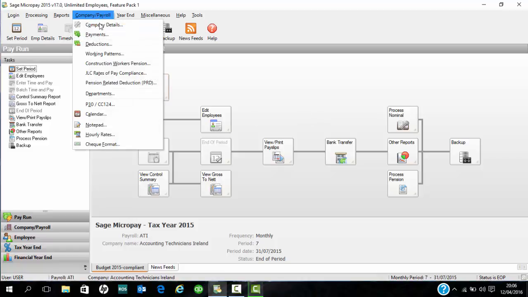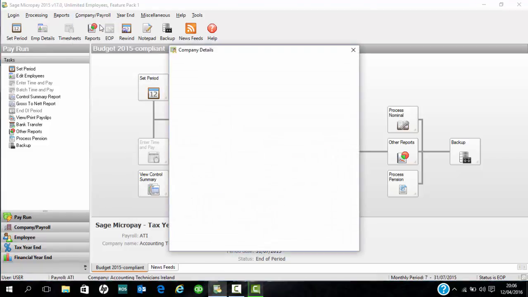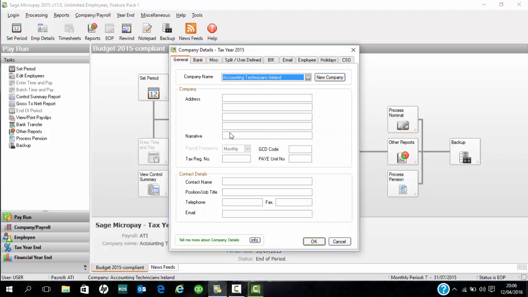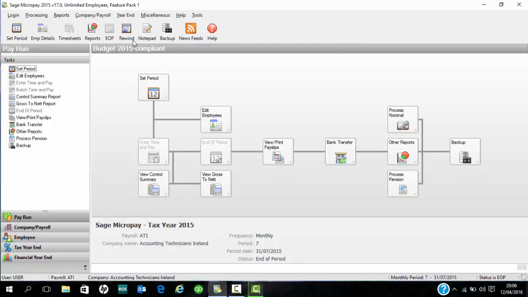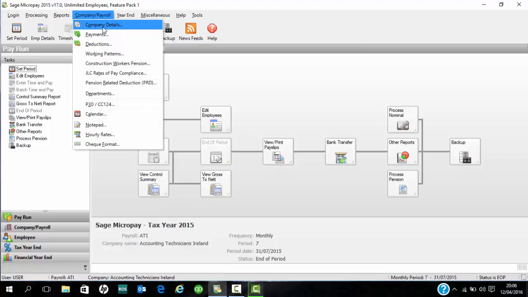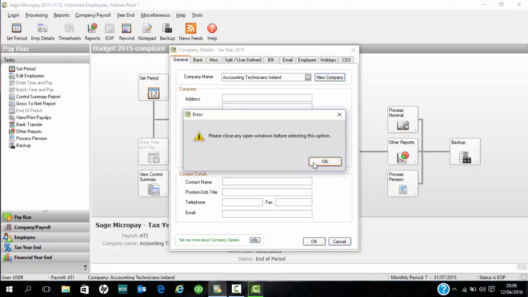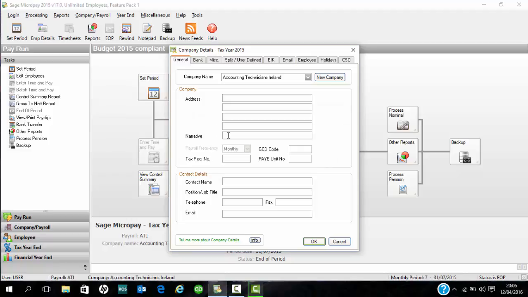So company payroll, company details. Okay, now you cannot check that. It is here, the narrative details where you insert your information. On the day of the exam, the information that you will be asked to proceed with here is in fact your exam number. So exam number goes here.